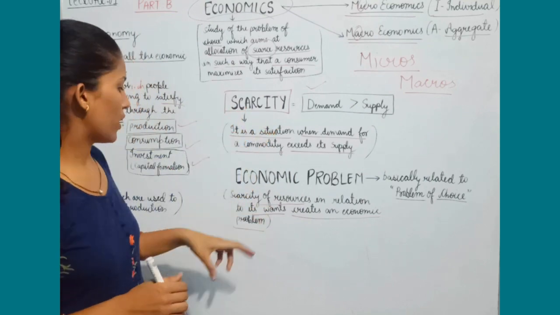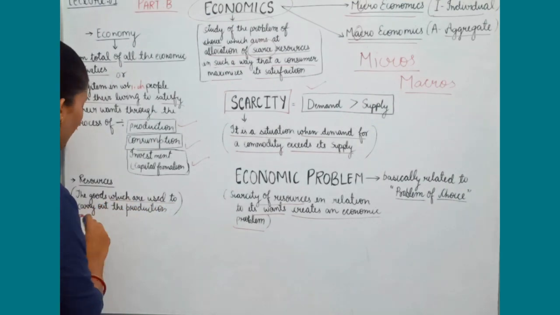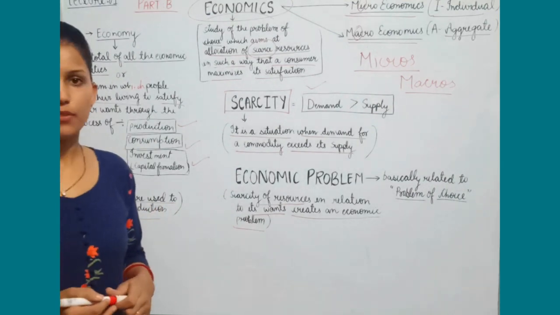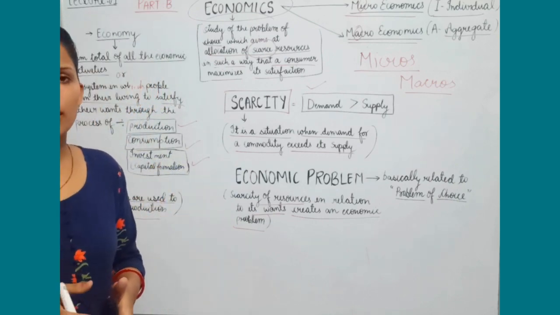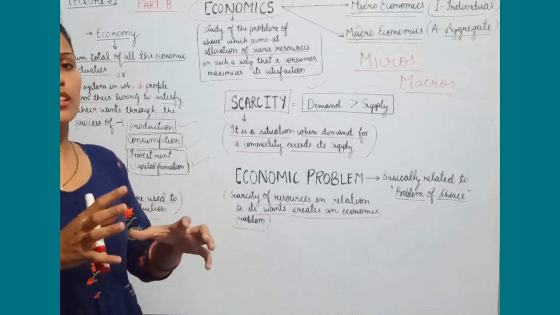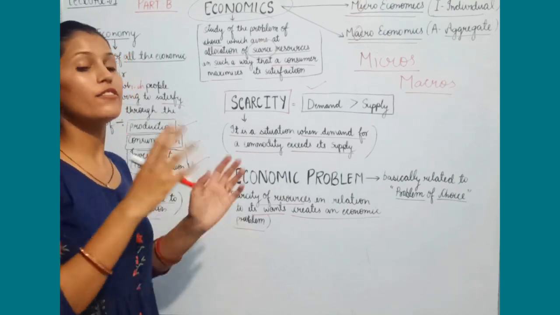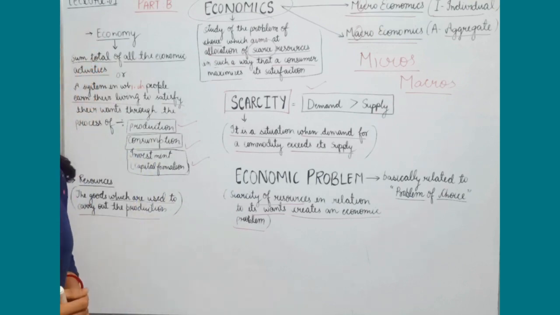Clear? Okay. Now resources. What are resources? Resources are the goods which are used to carry out the production function, the production level. All the raw materials are termed as resources, which are used as input and are converted into output through the method of production. Clear?